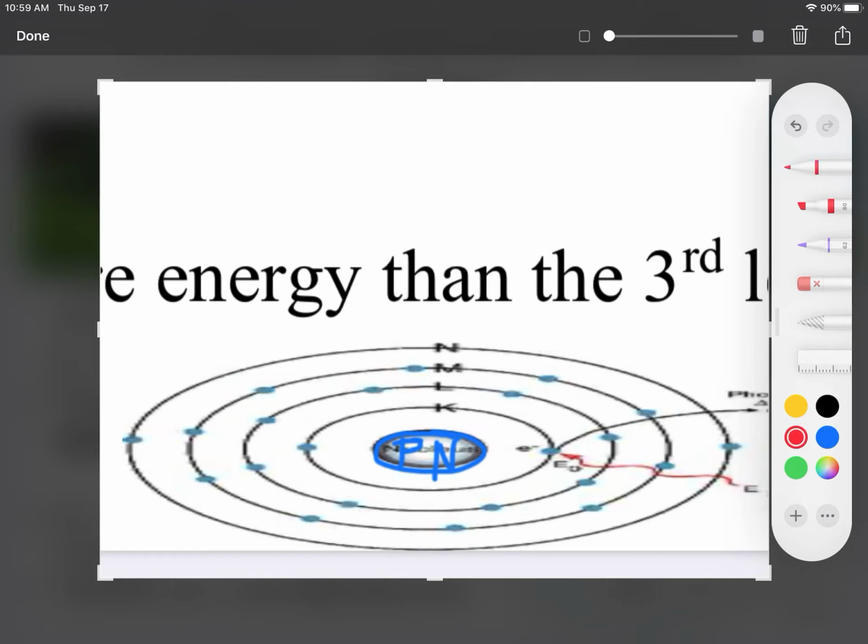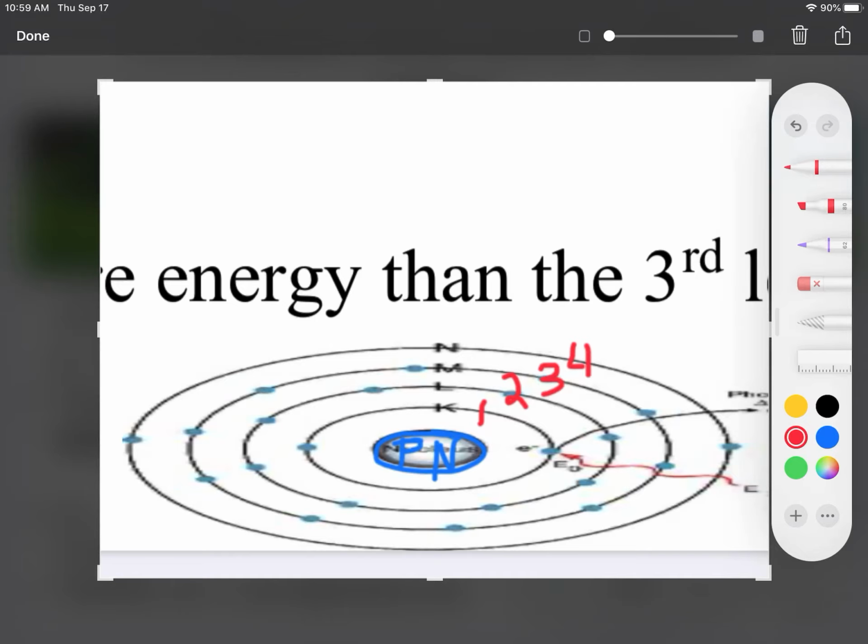Now, let's count the levels here. This is the first level. You notice that is the second, that is the third, and this is the fourth level. So let's think of a rubber band. If you ever strike someone with a rubber band, you'll notice that the rubber band will hurt them more the further you stretch it, similar to which electron has more energy.